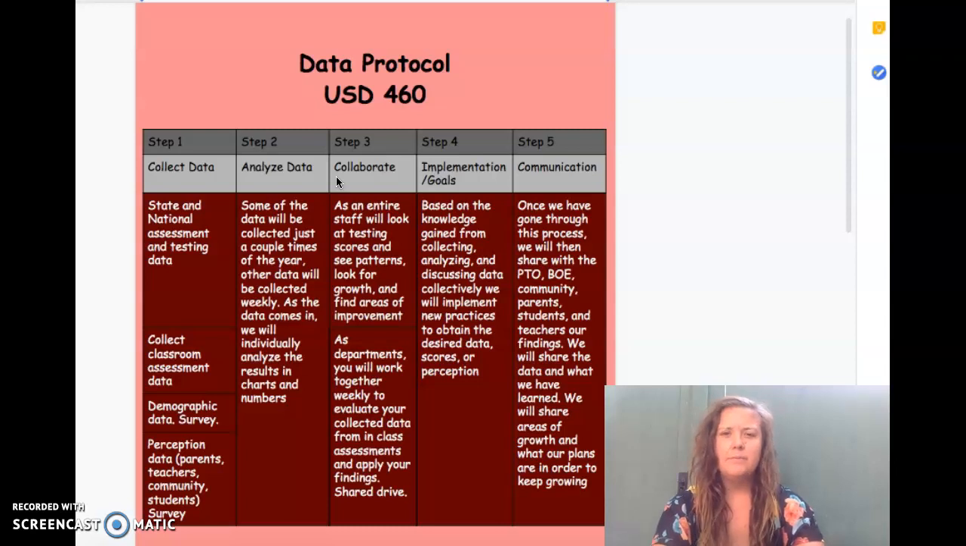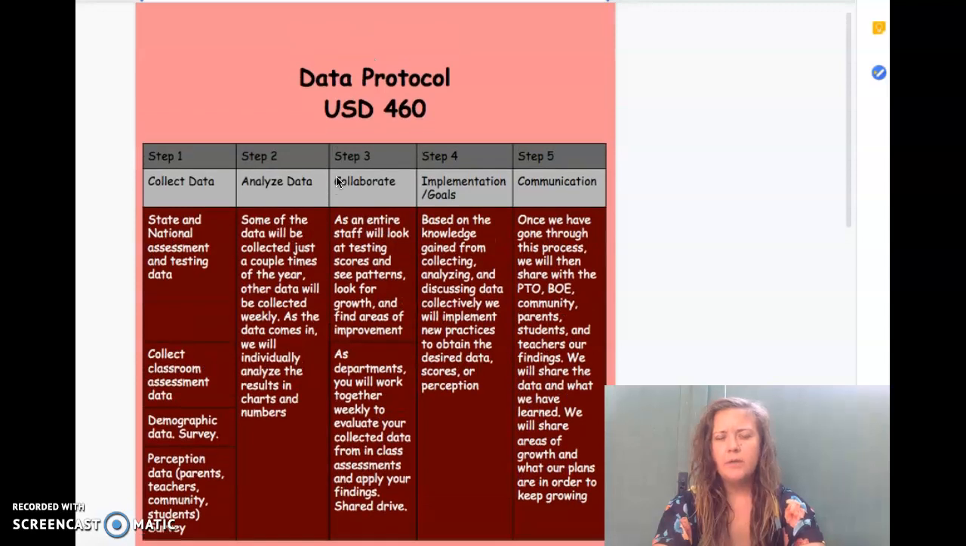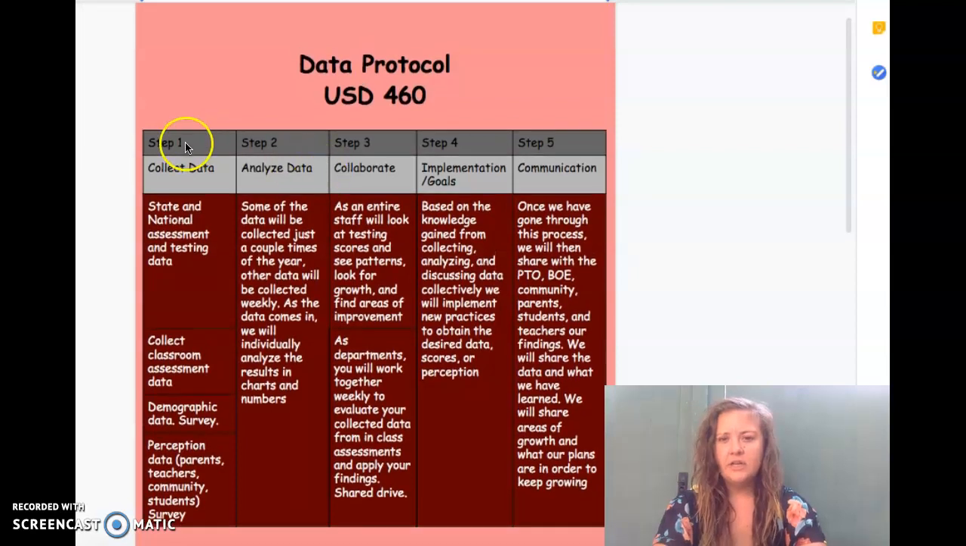So this is the data protocol. This sheet right here, I would probably print it out, but I would also have them have an electronic copy of it, downloaded. For one, we'll have a shared drive for all data collection, but the protocol would be for one, data collection, and I talk about the different types of data collection, whether it be perception data, demographic data, state and national testing, or even classroom assessment data.